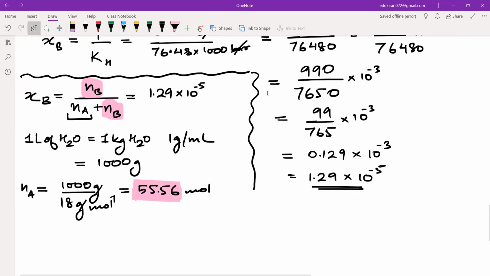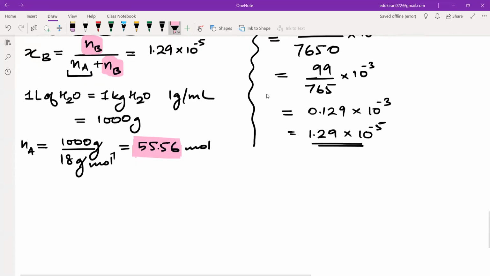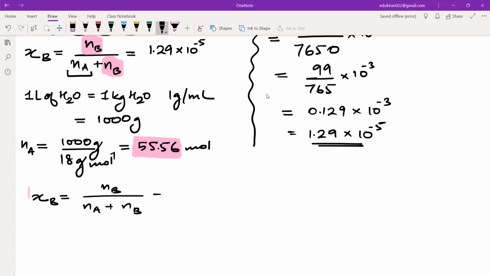55.56 moles. Okay. Now we have got this value. We will now put it here: chi B is equal to NB upon Na plus NB. This will be equal to how much? 1.29 into 10 to the power minus 5.